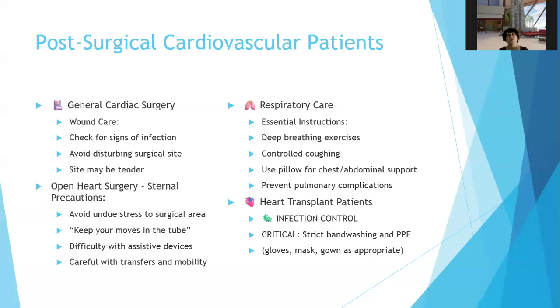Post-surgically, if someone's had general cardiac surgery, there are wound care considerations, checking for signs of infection, and avoiding disturbing the surgical site. It might be tender. The sternal precautions are keeping your moves in the tube, like we say now. So imagine that you're in a tube and you keep your moves in the tube. So you want to avoid undue stress to the surgical area. Sometimes people with open heart surgery have difficulty with assistive devices. So part of what we can do is get them the correct assistive device, like a cardiac walker or something like that. And you want to be super careful with transfers and mobility.